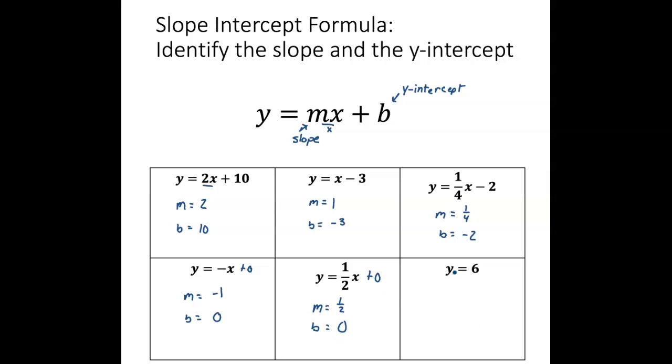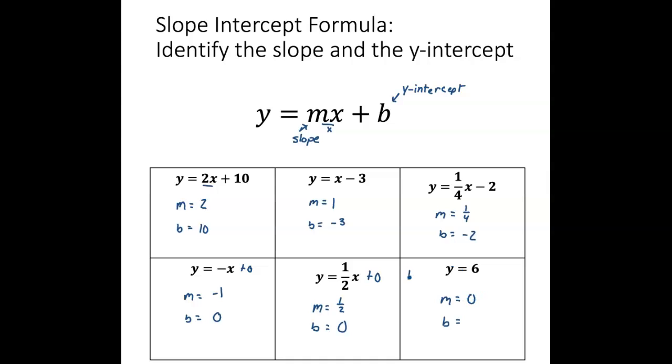And I have one more question here. Y equals 6. This says y equals, so I am in slope-intercept form. So I need a slope and I need a b. The slope is attached to x. Yeah, there's no x. So if there's no x, well, that would mean that my slope would be 0.